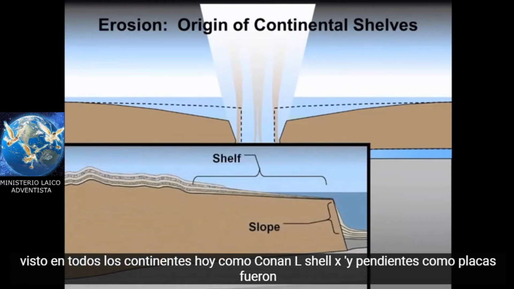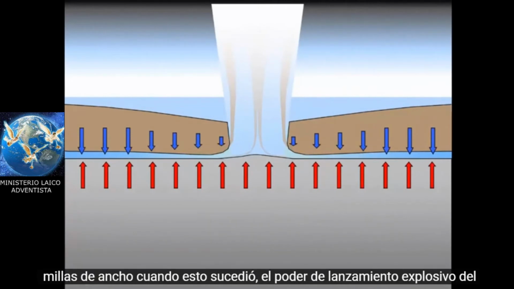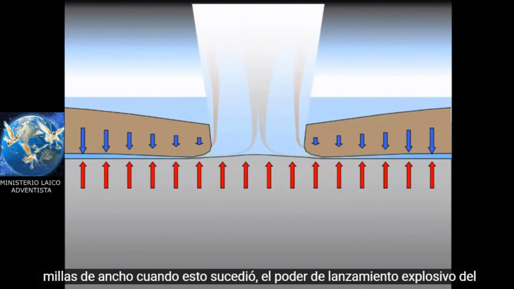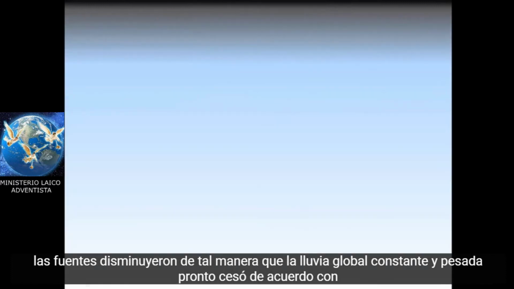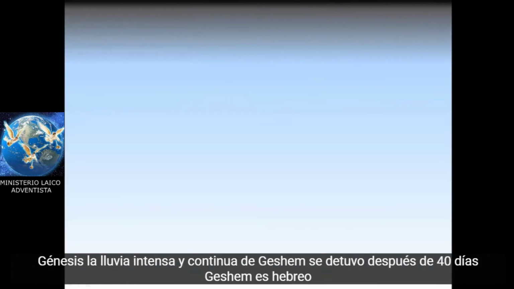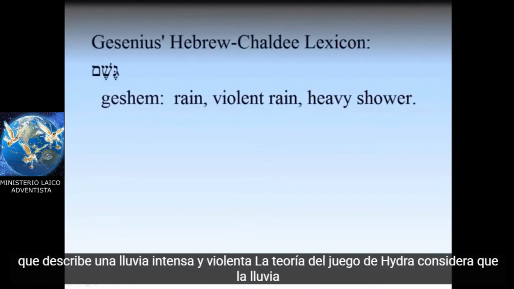As plates were eroded, the crack widened and continued to do so until it was a gap hundreds of miles wide. As this happened, the explosive launching power of the fountains decreased, so heavy, constant global rain soon ceased. According to Genesis, the continuous heavy Geshem rain stopped after 40 days. Geshem is Hebrew, describing heavy, violent rain.